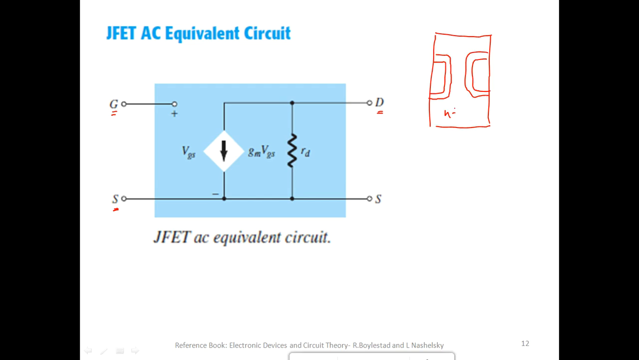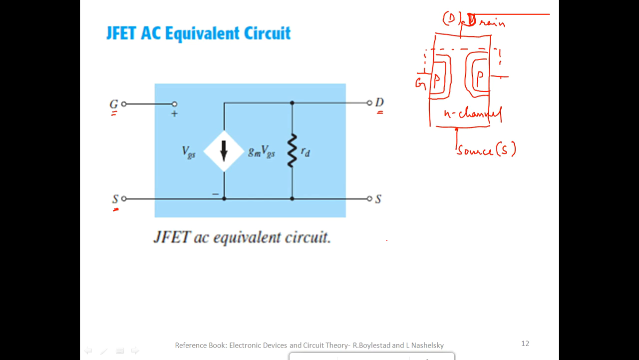Okay, if this is n-channel, then these two regions will be of P type. Okay, so they are the gate, and they are shorted together so that there is a single gate, and this terminal is the drain. And let this be the other end, let it be the source. So that's the source, that's the drain.